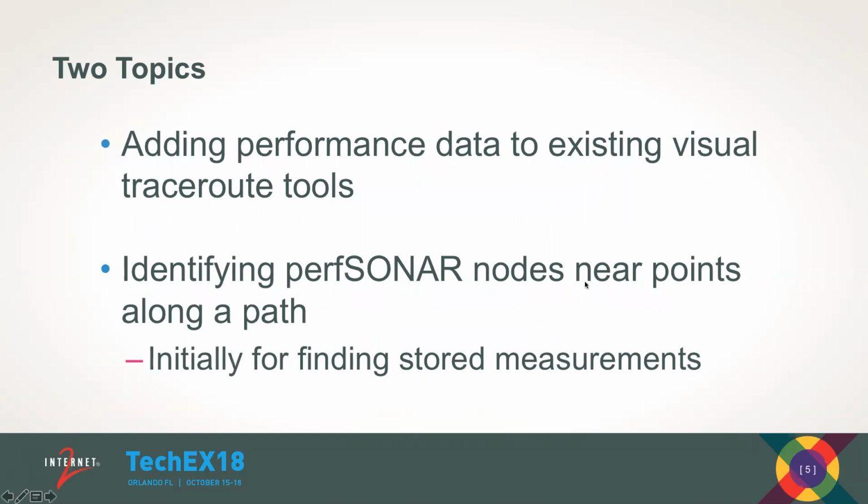The first was how you add performance data to an existing visual traceroute tool. There were some meetings that happened earlier this year, and someone was showing off a traceroute tool, and they thought, gee, it'd be really nice to have performance information in it. The second part of it was how you identify perfSONAR nodes that are near points along a path. Now, initially, that was for trying to figure out where you'd get stored measurements, and we sort of changed gears on that a little bit. And I'll discuss that a little later.